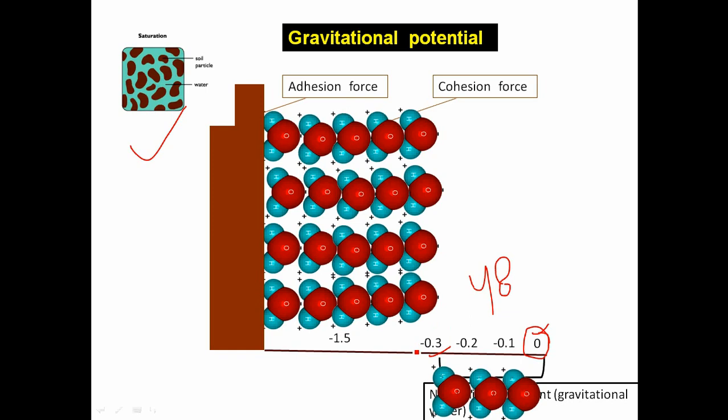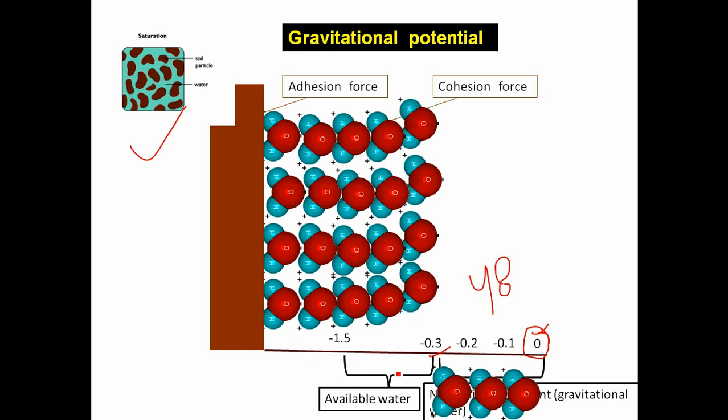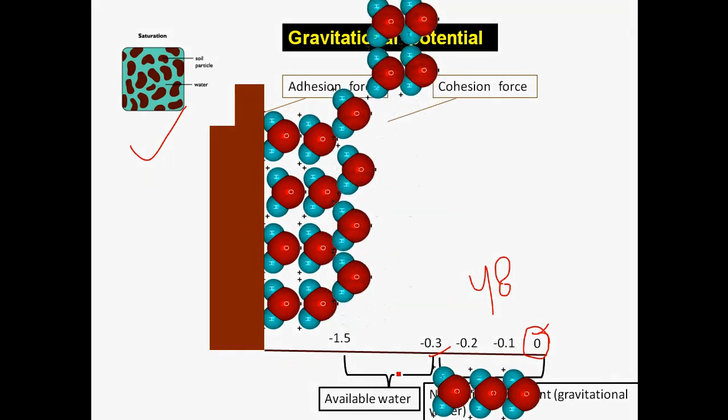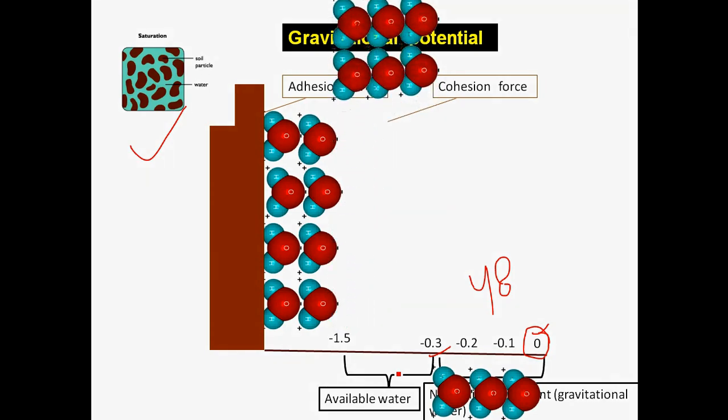This is called the field capacity, and in between minus 0.3 bar and minus 1.5 bar is called the available zone. This water is available to the plant. But beyond minus 1.5 bar, the water is not available to the plant, because a very high energy is needed to separate the water from the soil surface. So this is the non-available water for the plant.